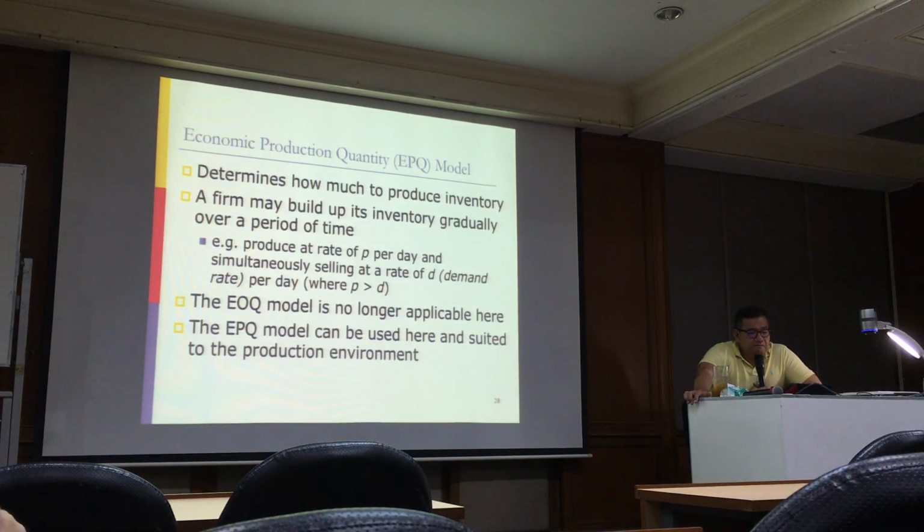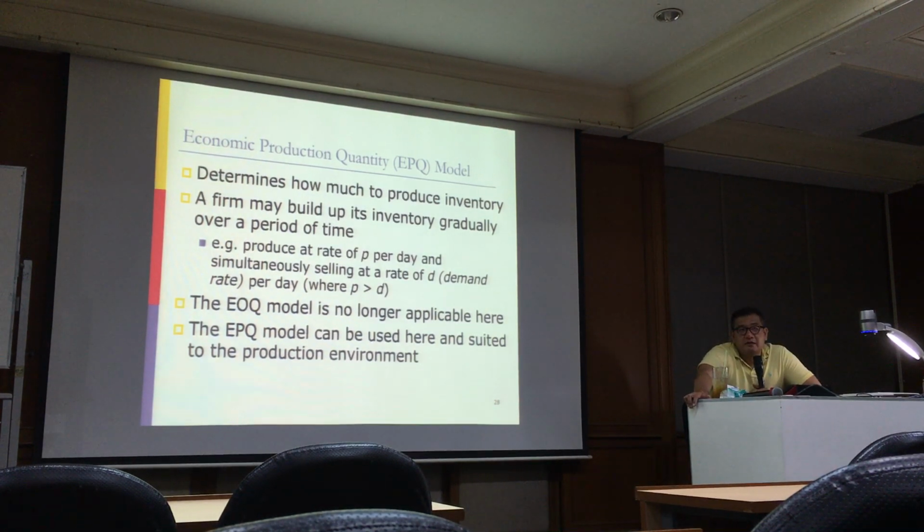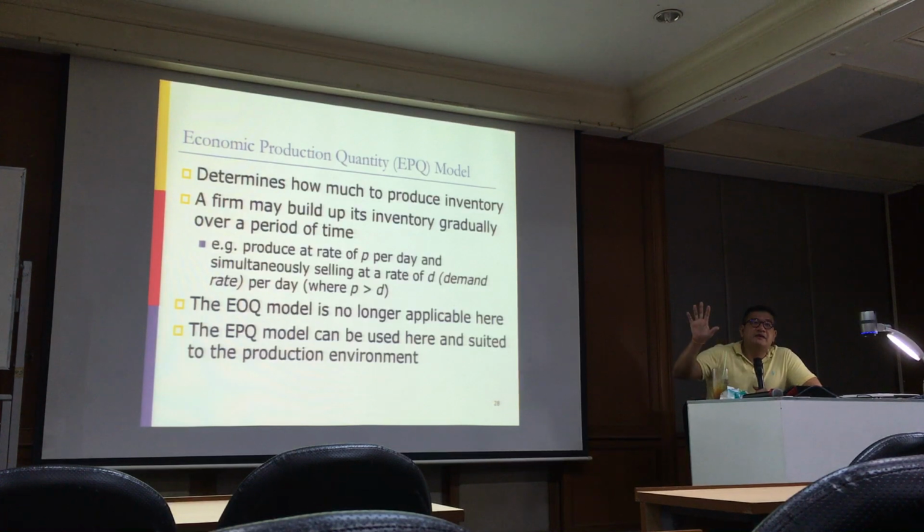Using this model, P has to be greater than D rate. For example, if you have the demand per day, or D rate, equal to 20 units, but you have the production rate per day, or P rate, equal to 30 units, it means that when you produce 30 units, 20 serve your demand, and the rest, 10 units, go into storage as your inventory. Tomorrow, you make the production again, 30 units. You use 20 for the demand, and another 10 goes into the inventory again.